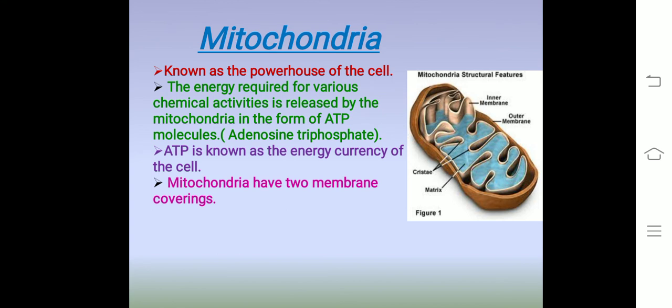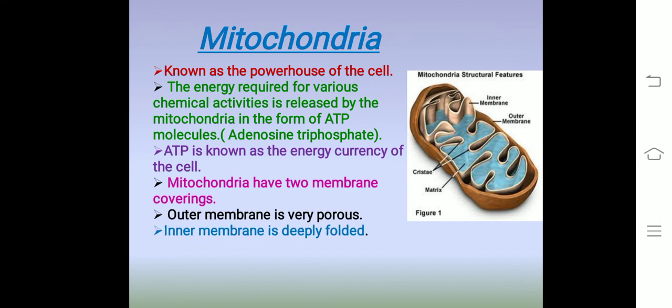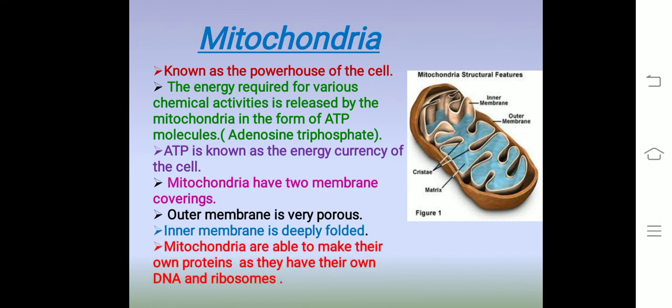Mitochondria have two membranes instead of just one. The outer membrane is very porous while the inner membrane is deeply folded. These folds create a large surface area for ATP generating chemical reactions. Mitochondria are strange organelles in the sense that they have their own DNA and ribosomes. Therefore, mitochondria are able to make some of their own proteins.